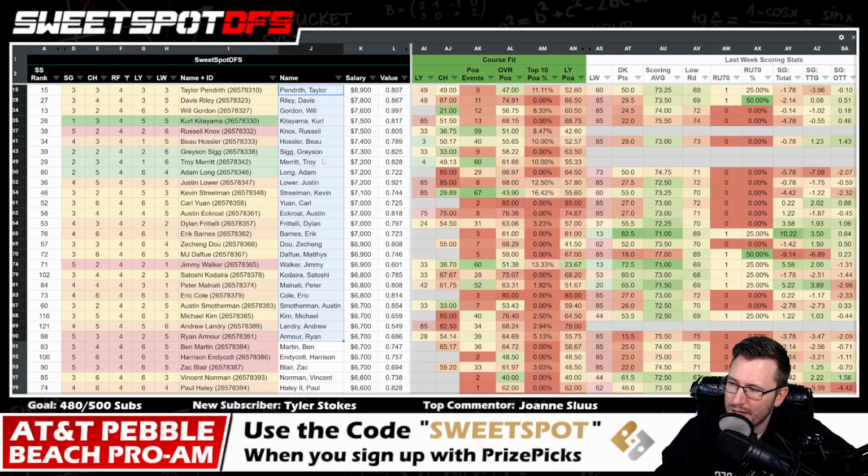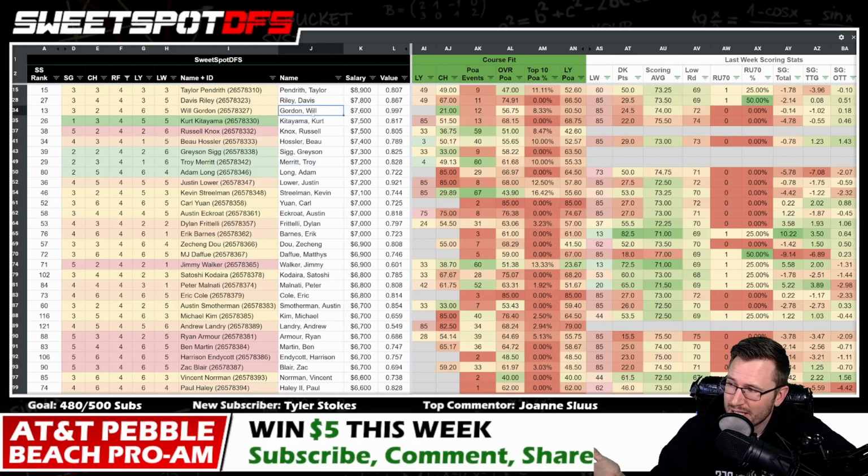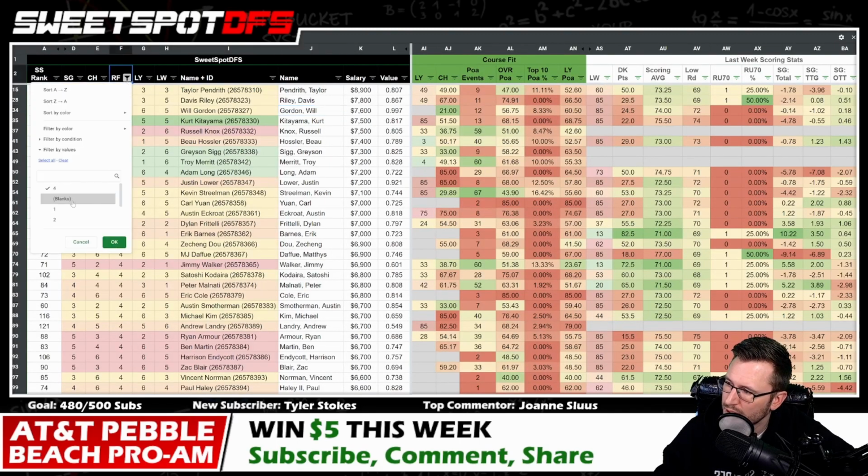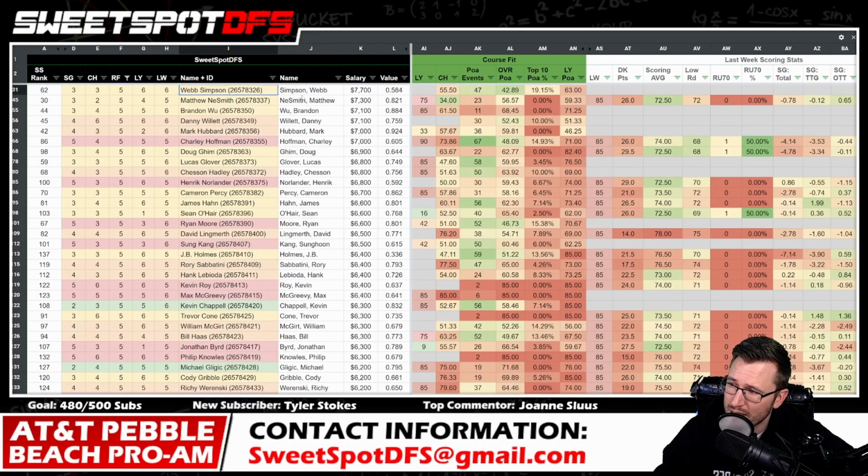So if anything, I probably like Troy Merritt the most. Kitayama is probably second. And then I just don't know from there. I almost don't care. I don't mind Will Gordon, but this doesn't seem like a track that's really set up for him. Doesn't matter. I'll let the optimizer do its work. Recent form 5, 0 to 2. Same goes with recent form 6s. In all reality, I could probably just skip these buckets. That includes Webb Simpson, Matthew Neesmith. That's fine. I don't have to play anyone from here.